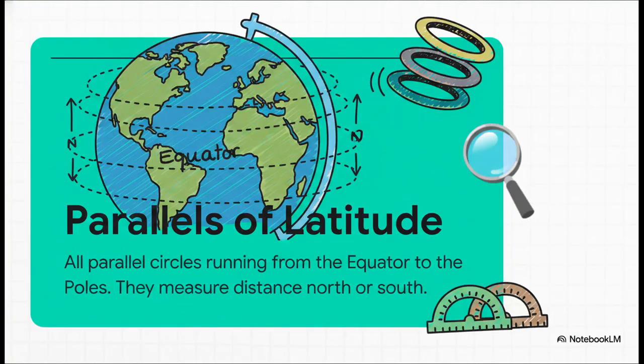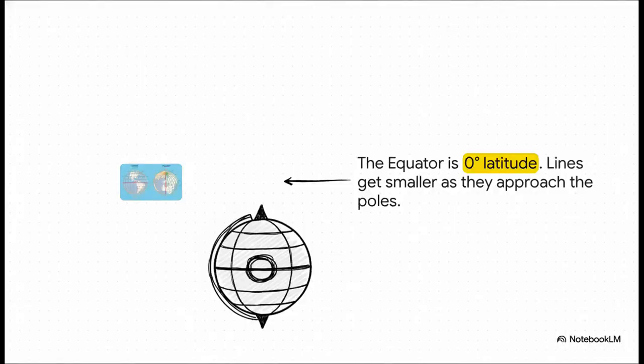And this brings us to our next key term, parallels of latitude. The easiest way to think about them is like stacking a bunch of rings on a ball. They're a whole series of imaginary circles, all running parallel to the equator, and we measure the distance using degrees. So our starting point, the equator, is our 0 point, 0 degrees latitude. And as you move away from it, going north or south, the degrees start to go up. And you'll notice something else. The circles themselves get smaller and smaller the closer you get to the poles.